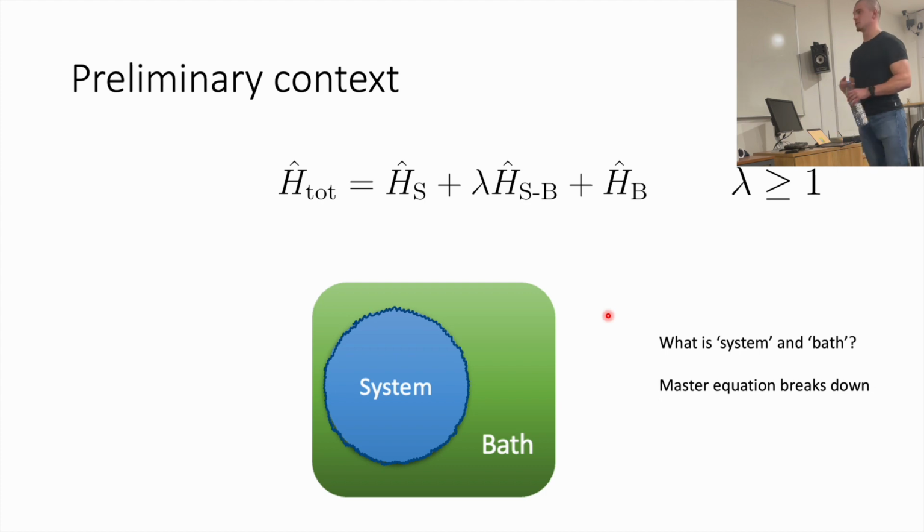And specifically, we're interested in these questions in the strong coupling regime, so where this lambda number is going to be bigger than 1. And what happens in this regime is the boundary between the system and the bath becomes blurry. So you can't point and say that's definitely the system and that's definitely the bath. The distinction between them becomes a little bit ambiguous. And also, when the coupling strength is large, that master equation that I just showed you is going to break down.